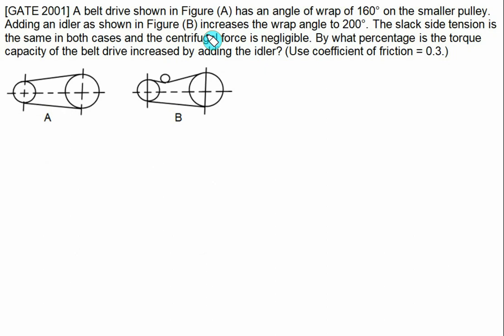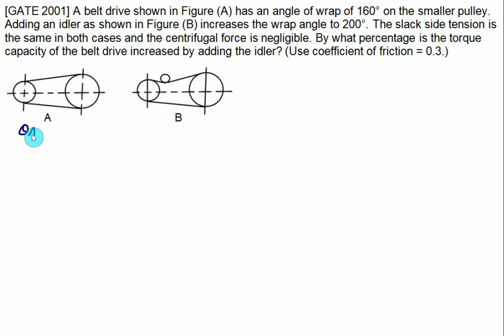A belt drive shown in figure A has an angle of wrap equal to 160. Adding an idler as shown in figure B increases the wrap angle to 200. The slack side tension is the same in both the cases and the centrifugal force is neglected. So this time the value of T2 remains the same, the value of T1 will change. By what percentage is the torque capacity of the belt drive increased by adding the idler? Previously we took the value of T1 constant; this time we have to keep the slack side tension constant.